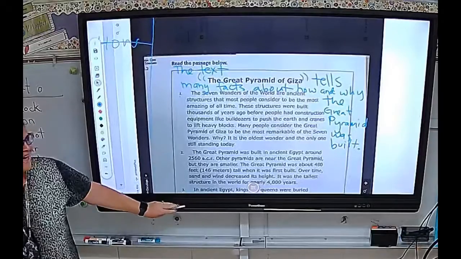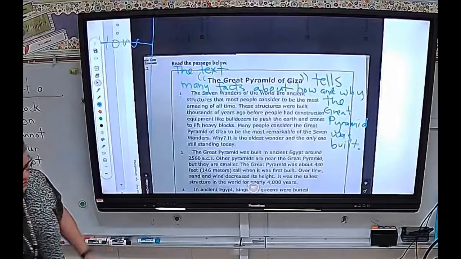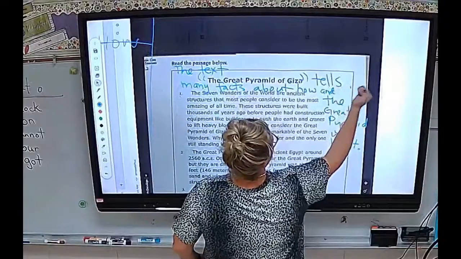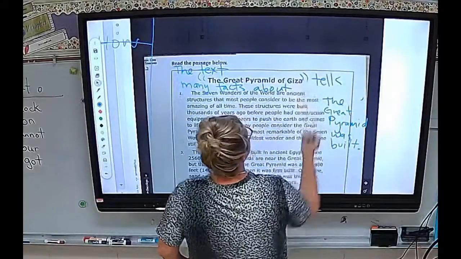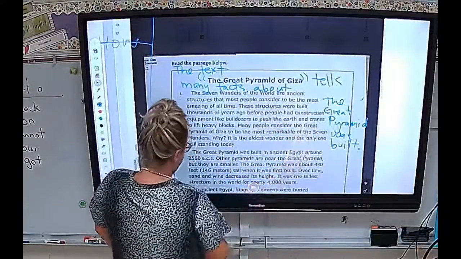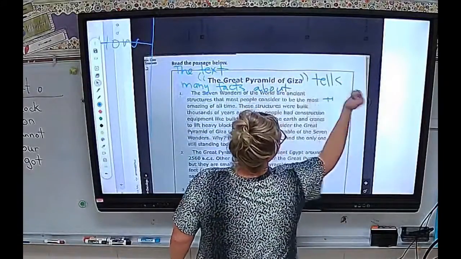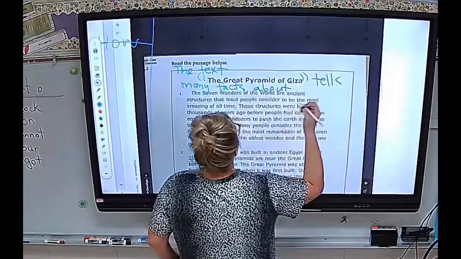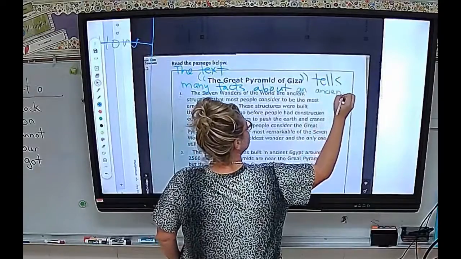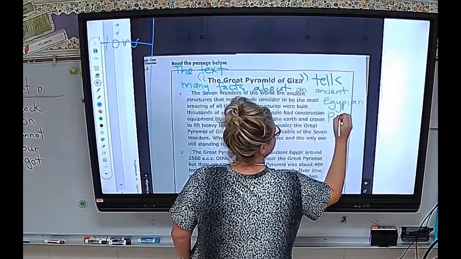Now if I do it like that, then I've kind of already done my thesis. Oh, everybody's going to have to stop. I'm so sorry. I messed up. Let's not put how and why on there. Don't put how and why yet. Just say, the text, the Great Pyramid of Giza, tells many facts about the Great Pyramid, or about an ancient Egyptian pyramid.